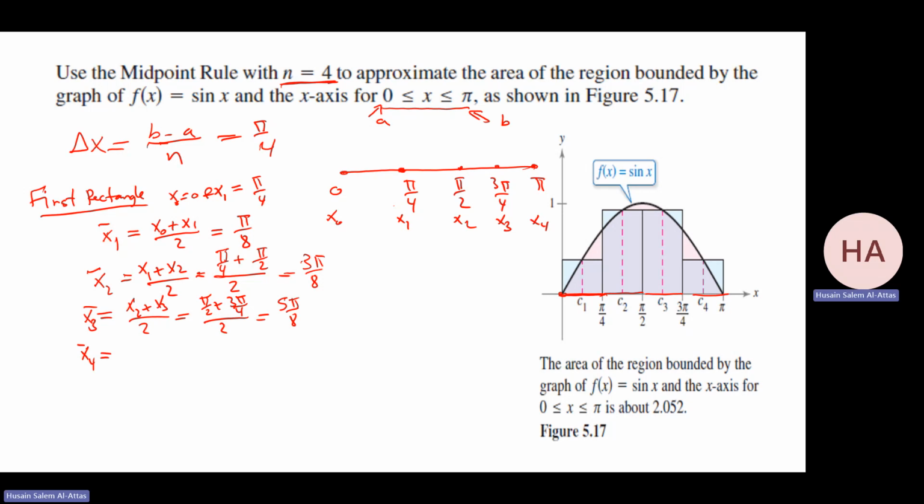x4 bar will be (x3 plus x4) over 2. And that will be what? 3 pi over 4 plus pi over 2. That will be 7 pi over 8.